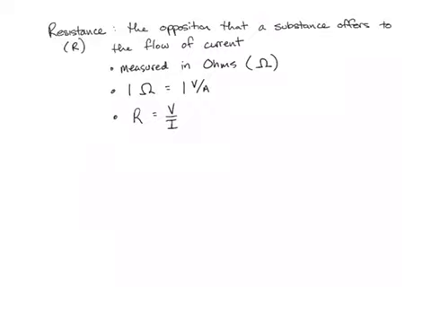Resistance is measured in ohms, which is the Greek letter omega. Looks like an upside down horseshoe. I don't draw it very well. And 1 ohm is the same thing as 1 volt per amp.